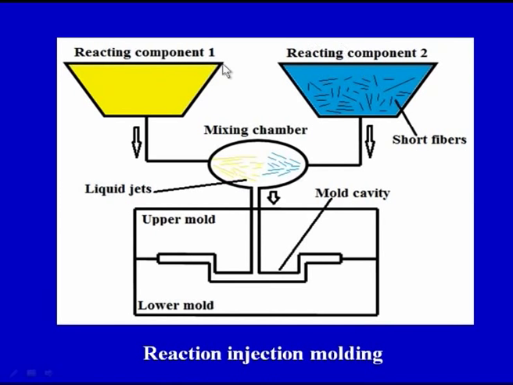So we have two important ingredients, that is the polymer and the fibers, and they are getting mixed in the mixing chamber and finally being pushed into the mold cavity. So the final product that we will get out of this process would be this shape that you are seeing on your screen, that is the cavity generated between the upper half and the lower half of the mold, which is usually called the mold cavity.